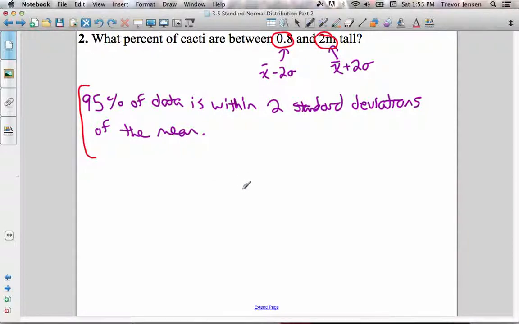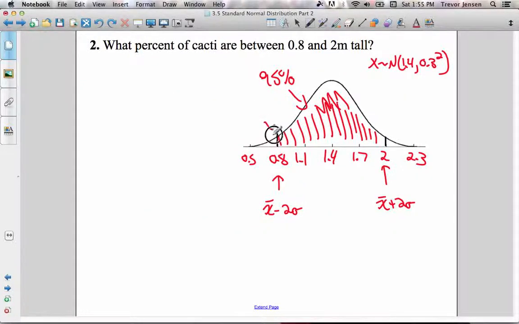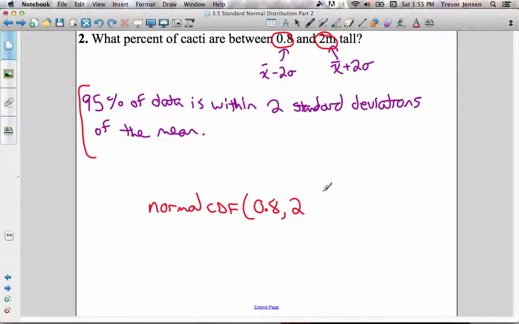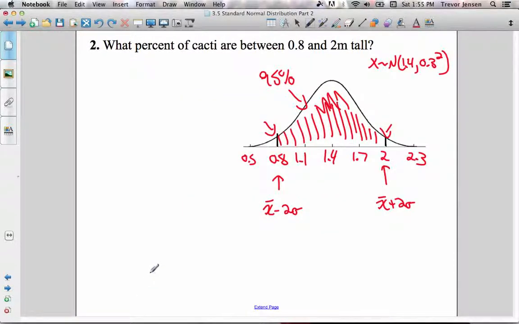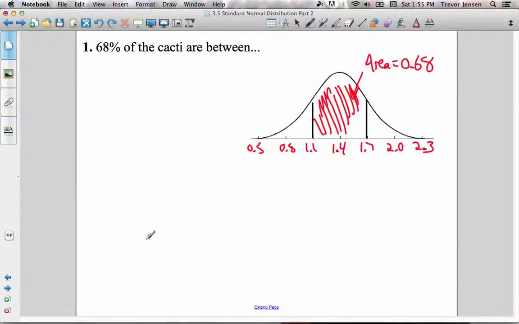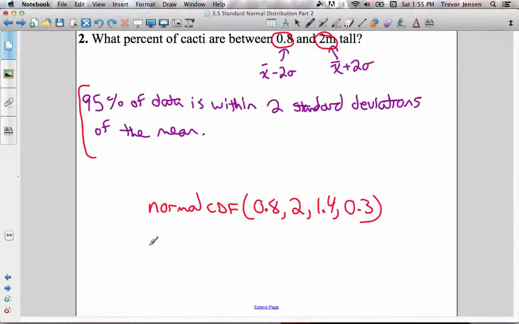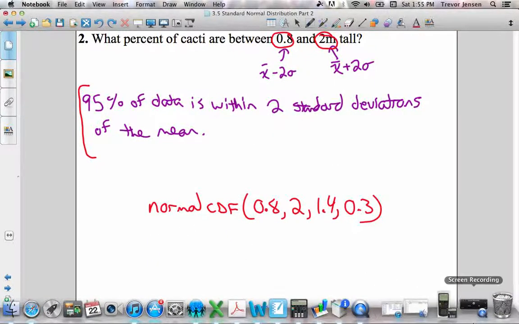If you wanted to use your calculator to check this instead of using the graph, we would just use the function normalcdf. You then tell your calculator your left and right boundary, so 0.8 and 2. Okay, those are our boundaries. Here is 0.8, here is 2, and we want the area between those two. We then also have to tell the calculator the mean and the standard deviation of the data set, 1.4 and 0.3. Is that right? Yep. So we can do that function on the calculator.